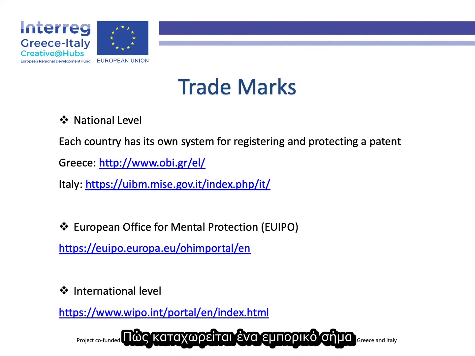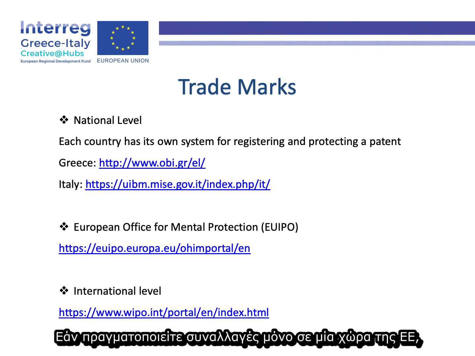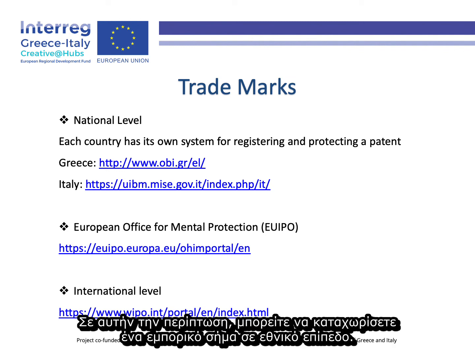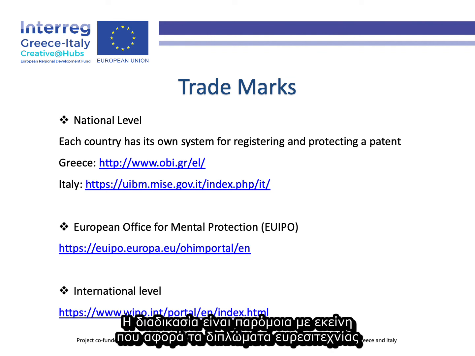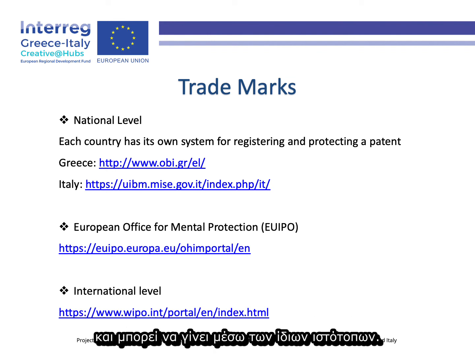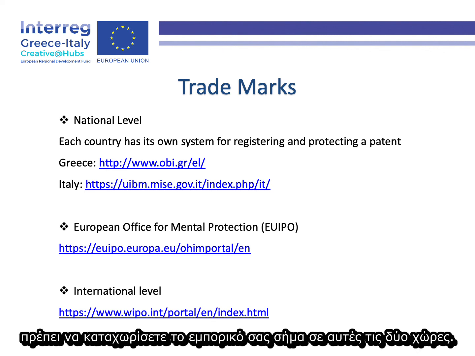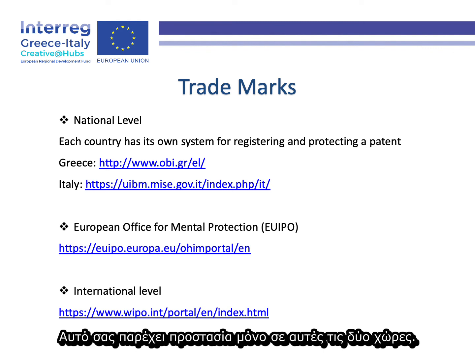How you register a trademark. If you only trade in one EU country, you will only need protection in that country. In this case, you can register a trademark at national level. The procedure is similar to the one concerning the patents and can be done through the same websites. If you only trade, for example, in Italy and Greece, you should register your trade in these two countries. This gives you protection in these two countries alone.